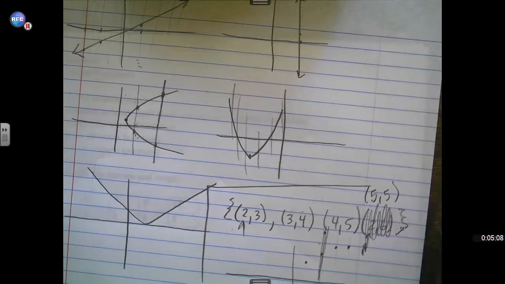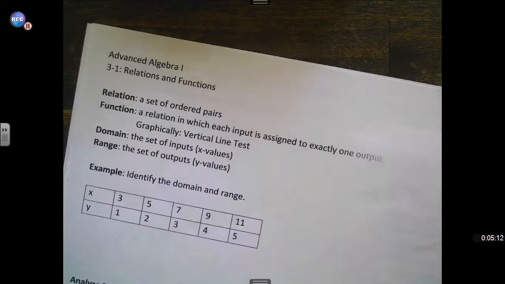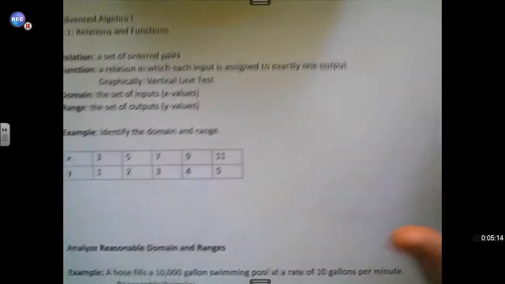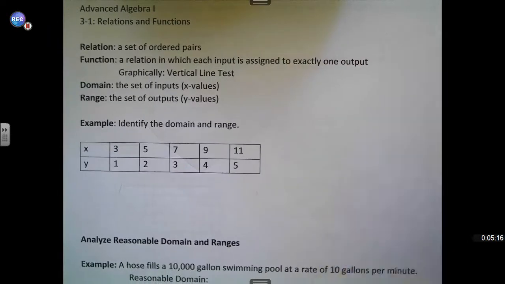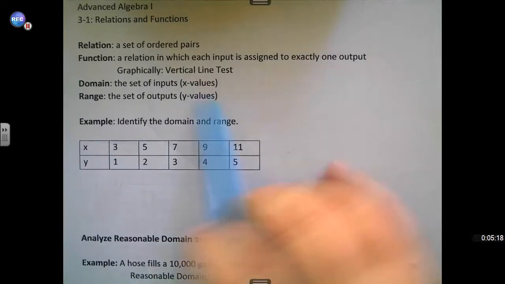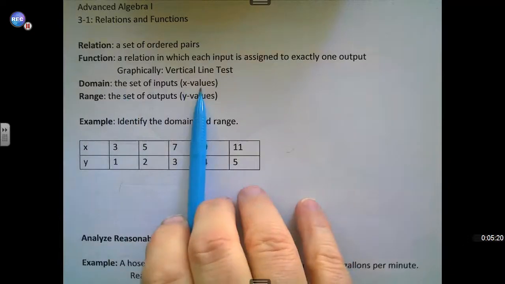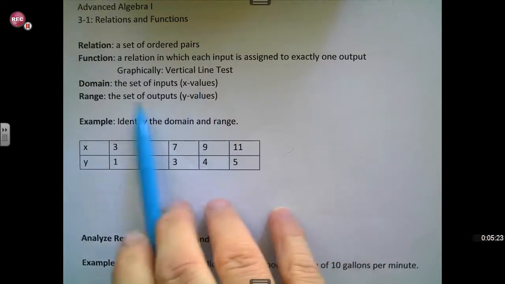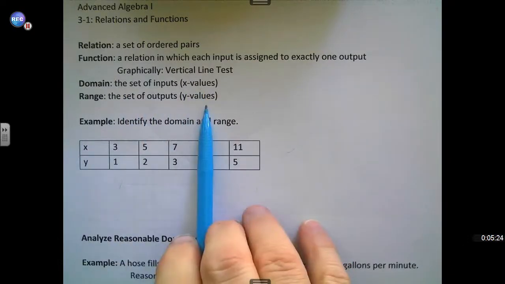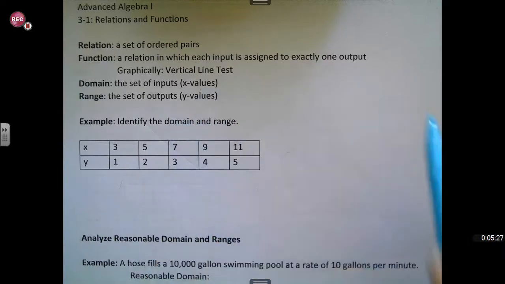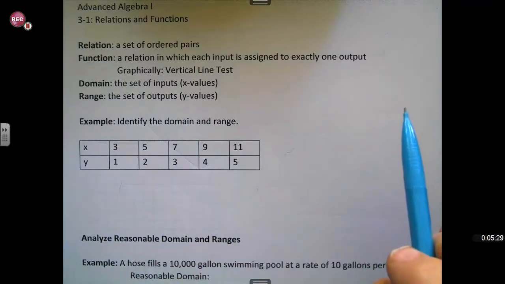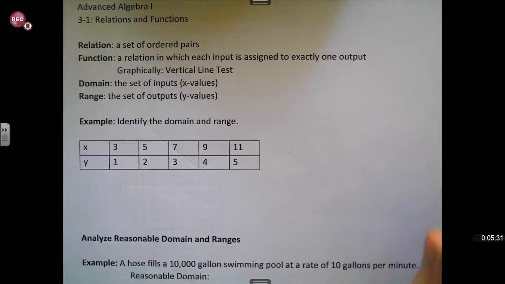Okay. When we talk about functions, we like to talk about the domain and the range. The domain is the set of x values, and the range is the set of y values. It's that simple. If I look at an equation of a line, the set of x values are the domain. The numbers I get when I plug in that x, that's the range.